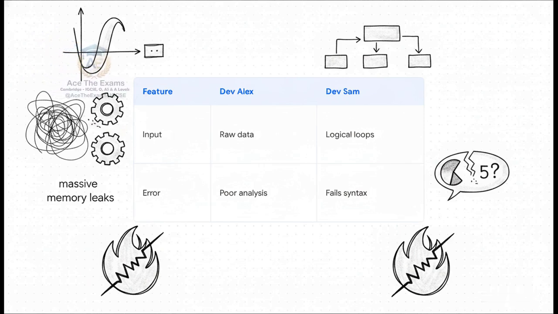Then we have Dev Sam. Sam is great at setting up logical loops and doing the actual math, but totally fails the strict syntax conventions. Sam's the one who forgets the pi in the volume formula, drops the dx or dy at the end of the integral, or leaves the final exact answer without stating the proper units. The kicker here? Both developers fail the firewall check, even if their underlying math intuition was totally spot on.